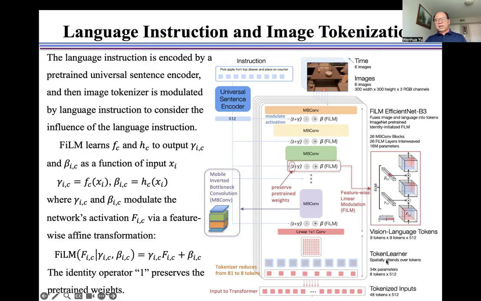This TokenLearner reduces the tokens from 81 to 8 per image. And then we use the reduced number of tokens as input to the transformer. FiLM learns FC and HC to output gamma and beta as a function of input X0 as shown here, where gamma and beta modulate the network's activation F via feature-wise affine transformation as shown here.